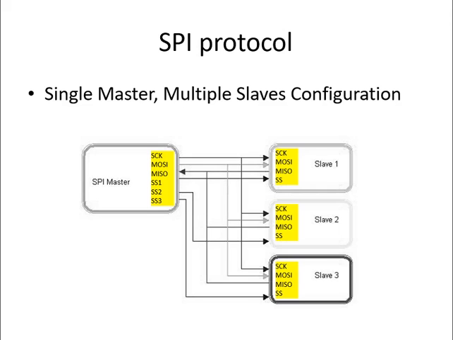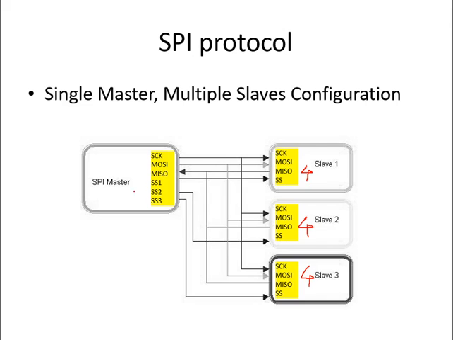Okay. Now in the SPI protocol, this is the second type of configuration, single master and multiple slaves. Okay, so what happens here? Here you can see that for every slave, again I am having 4 wires. Here also, here also, here also I am having 4 wires. So this is the same thing which we have seen in the previous one: serial clock, master out, slave in, slave out, and slave select.